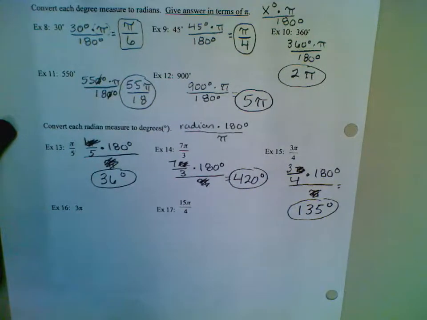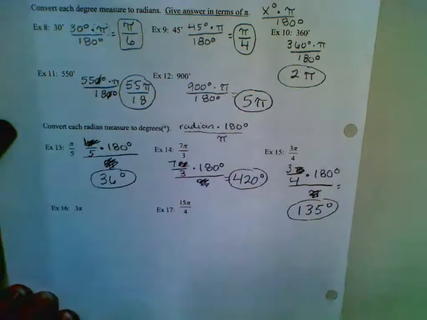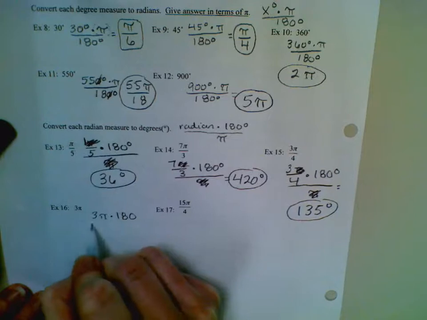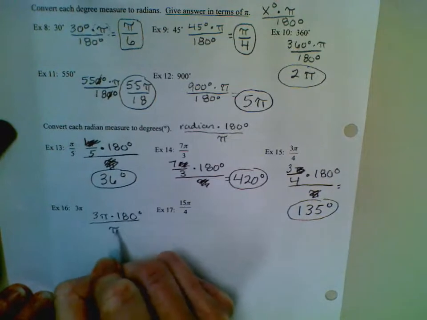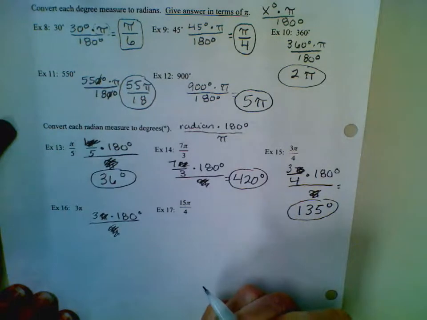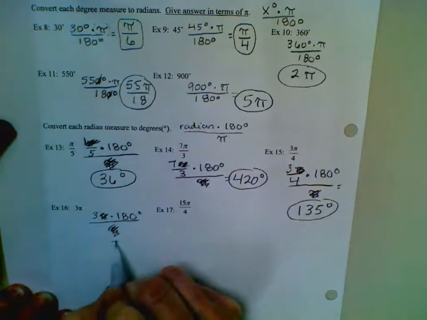So I'm going to take 3 pi. Now this one doesn't have a fraction, but that's okay. Just do 3 pi times 180 all over pi. So the pi's cancel. And you just do 3 times 180, which is 540.